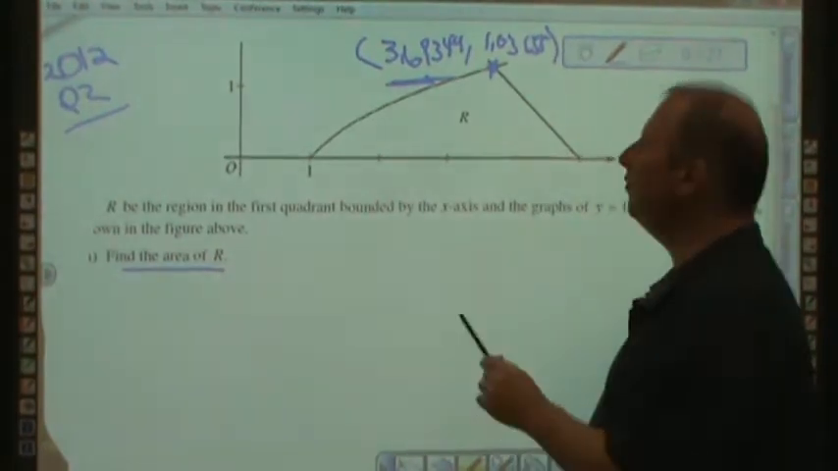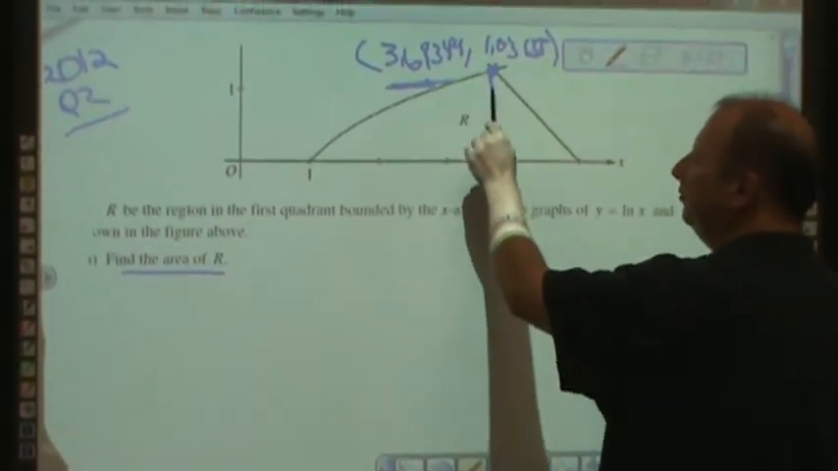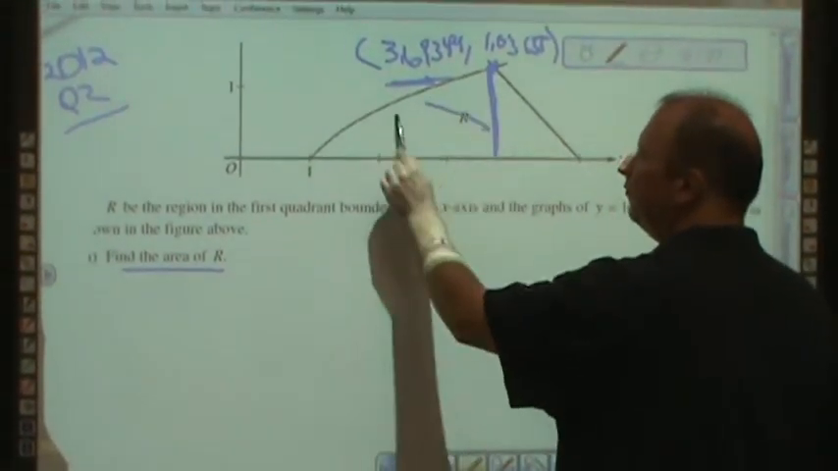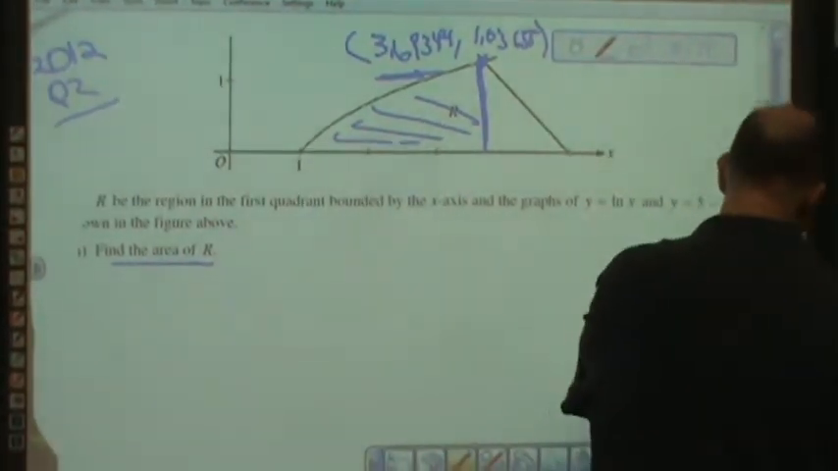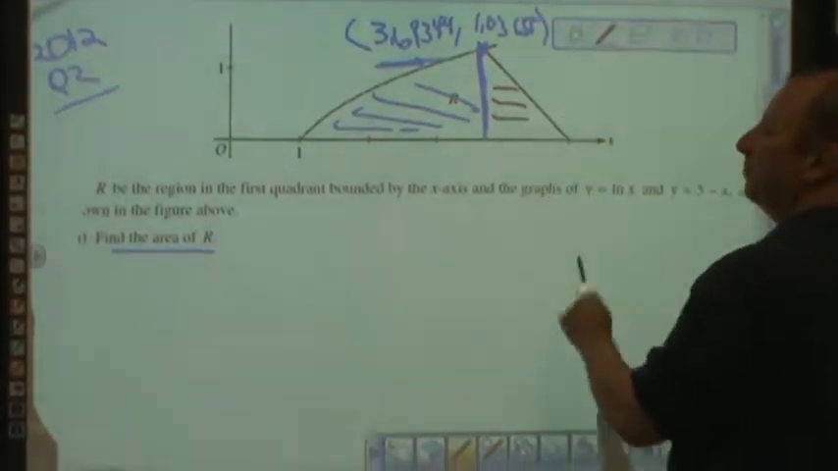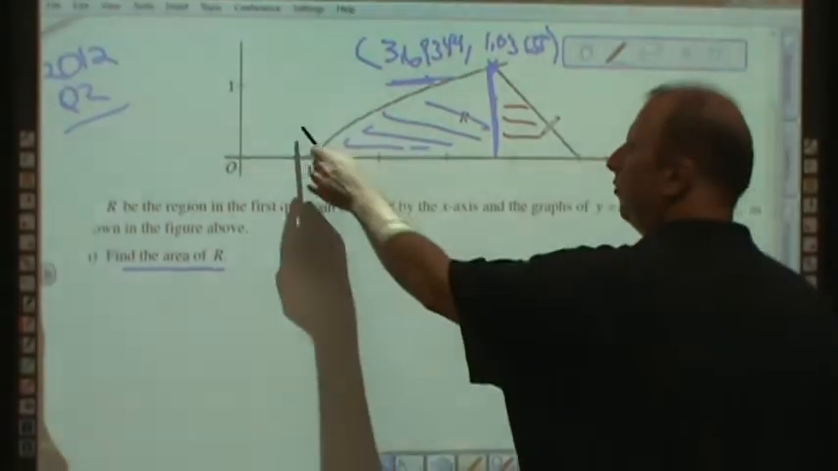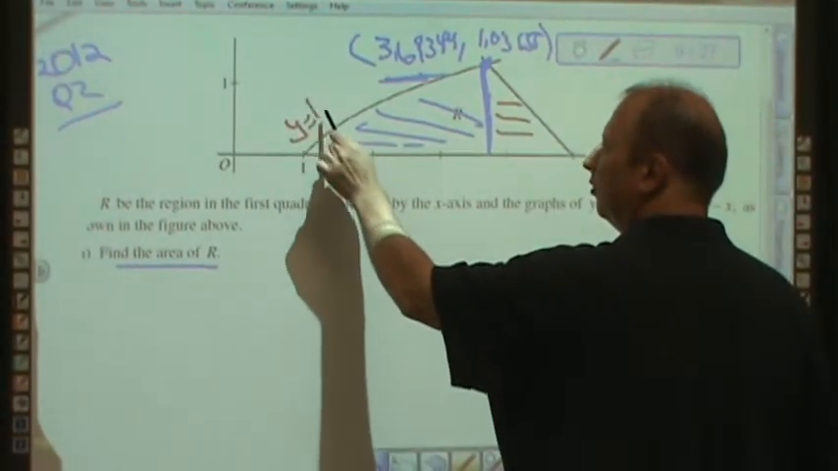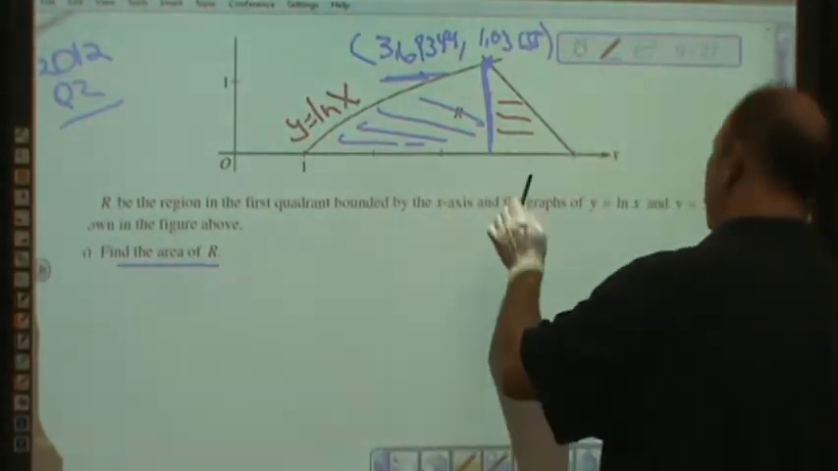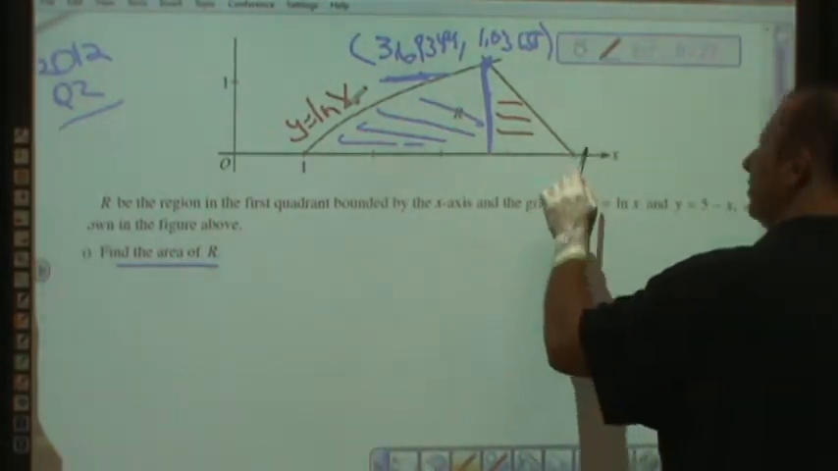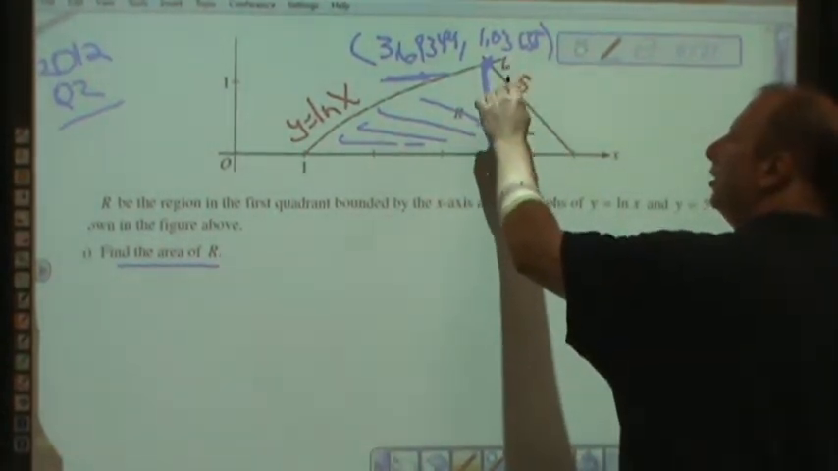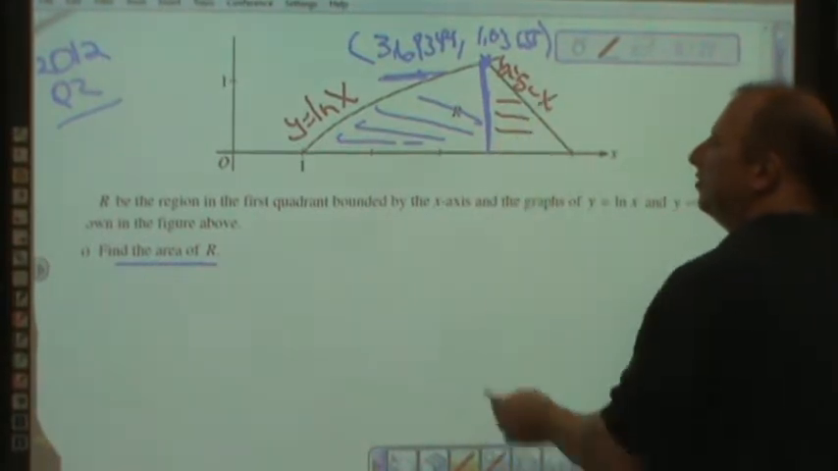Anyway, it says find the area. Well, we can find the area by subdividing this straight down. What I can do is first find the area of this piece, and then add the area of this piece. We know this equation is y equals log of x, and we know this equation happens to be 5y equals 5 minus x.